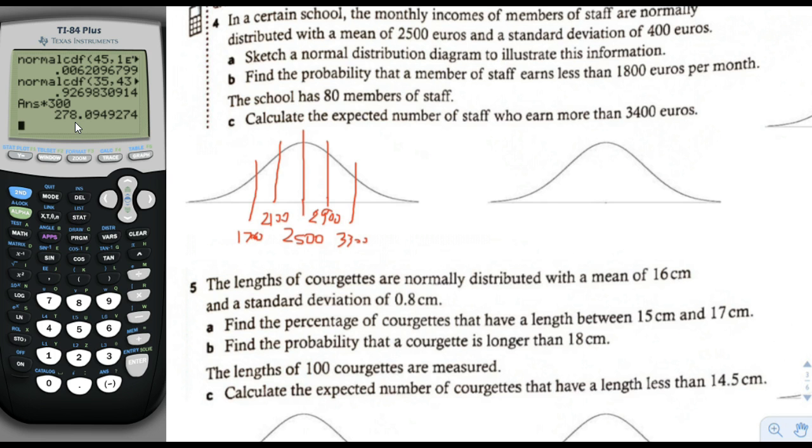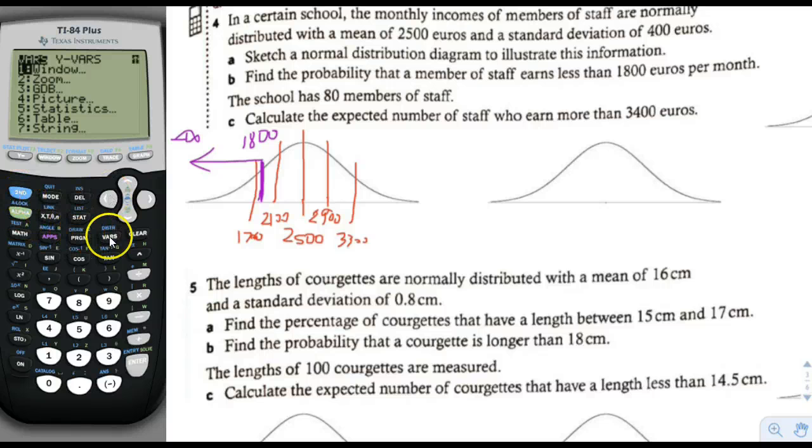Find the probability the member of staff earns less than 1,800 euros per month. The school has 80 members of staff. Earns less than 1,800. Let's mark 1,800 here. It's kind of like here, closer to 1,700 than 2,100. So we're trying to find out the probability that they earn less than 1,800. So that would be negative infinity to 1,800. Okay. So let's put the numbers into the calculator and figure out what that's going to be.